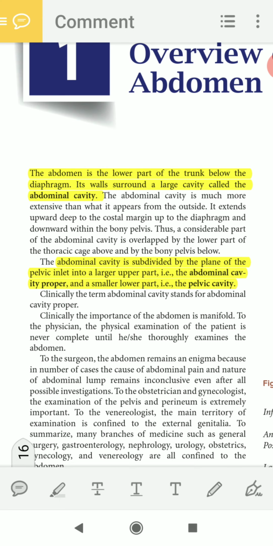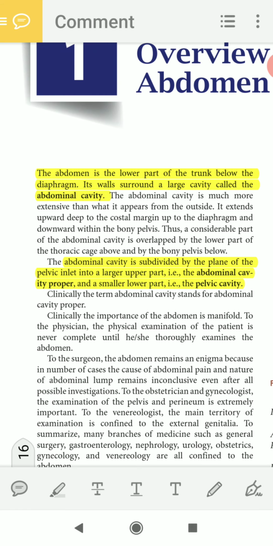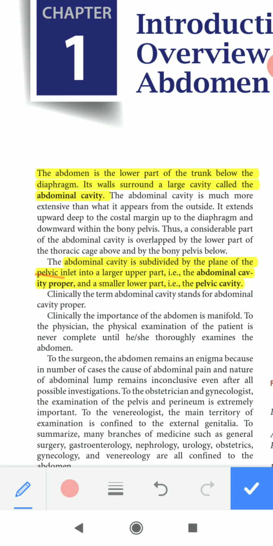The abdominal cavity is subdivided by a plane of pelvic inlet into two cavities: the upper larger part that is known as abdominal cavity proper, and the lower smaller part that is known as pelvic cavity. So the abdominal cavity is subdivided by pelvic inlet into two parts: abdominal cavity proper, which is upper and larger, and pelvic cavity, which is lower and smaller.